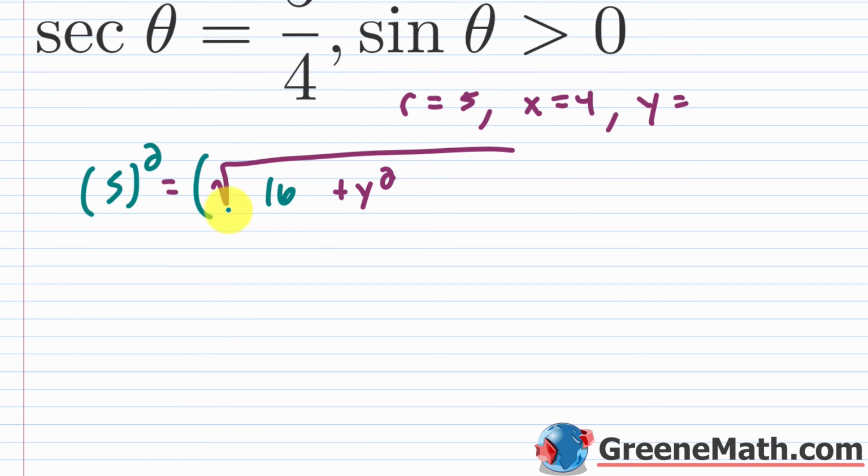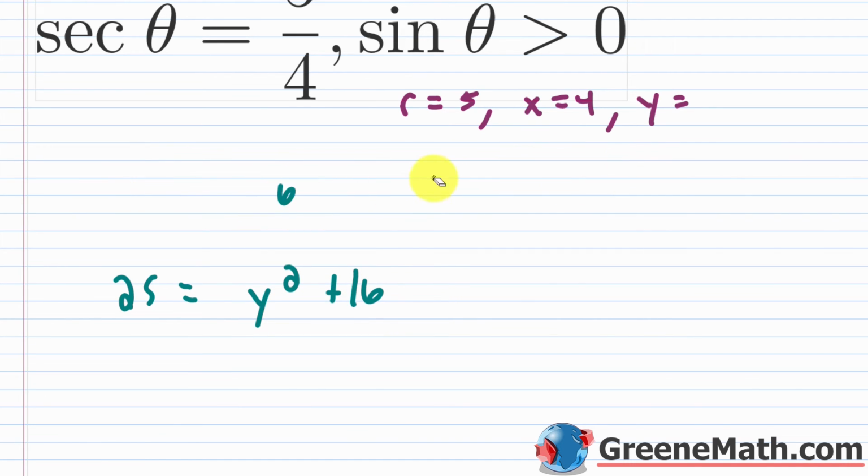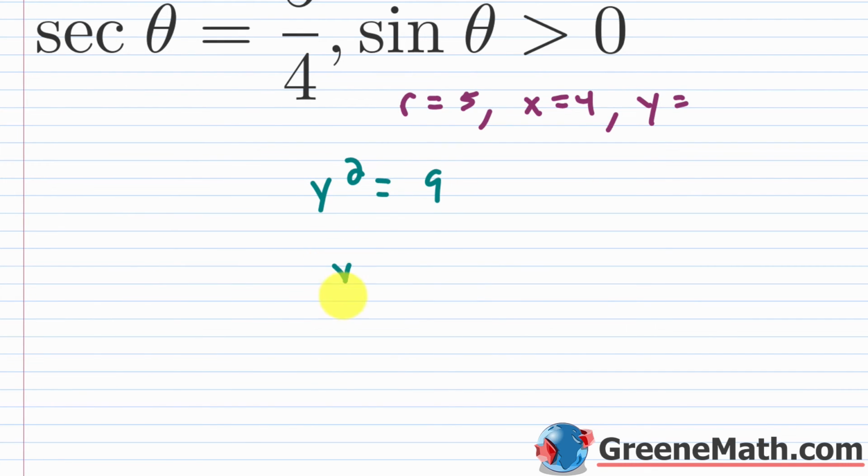So let's just square this and square this. So 25 is equal to y squared plus 16. Again, subtract 16 away from each side, and you're going to have that y squared is equal to 9. If you use your square root property, you get y is equal to plus or minus the square root of 9, which is plus or minus 3. And again, because we're in quadrant 1, we know we want a positive 3 for the y value.